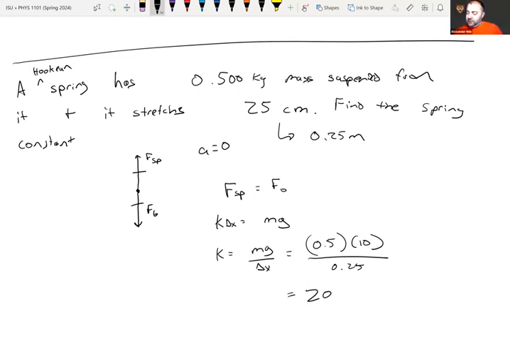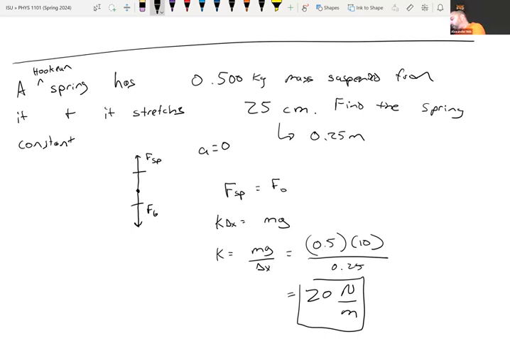And then in the numerator, you had newtons. In the denominator, you had meters. So again, it's newtons per meter. Okay. So that would be it for that one. All right. Now, one more thing I want to show you. It's something that looks like this.